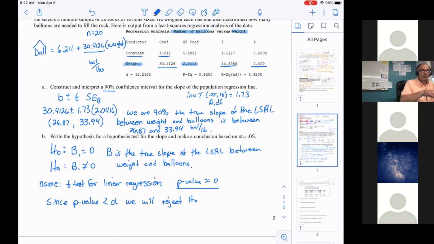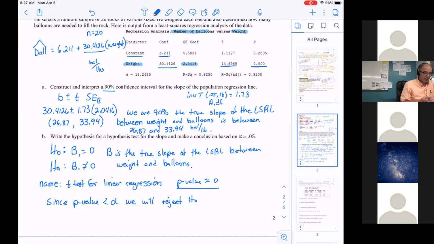Given the slope is 0, given that there's no relationship between the two variables, the likelihood of having a slope of 0 is 0. So this is just not going to happen. That means there has to be a relationship between the two. So there is sufficient evidence to say that the slope is not equal to 0.